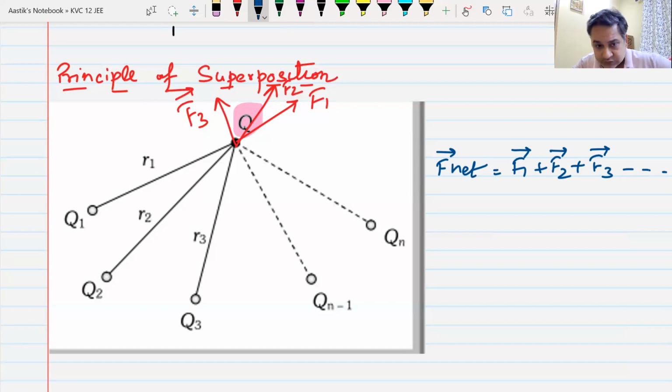Whenever we encounter any question of more than two charges, we must apply the principle of forces. So remember, forces are a vector quantity, so you must think about the direction apart from the magnitude. Do we understand this? Yes or no? Yes, sir.